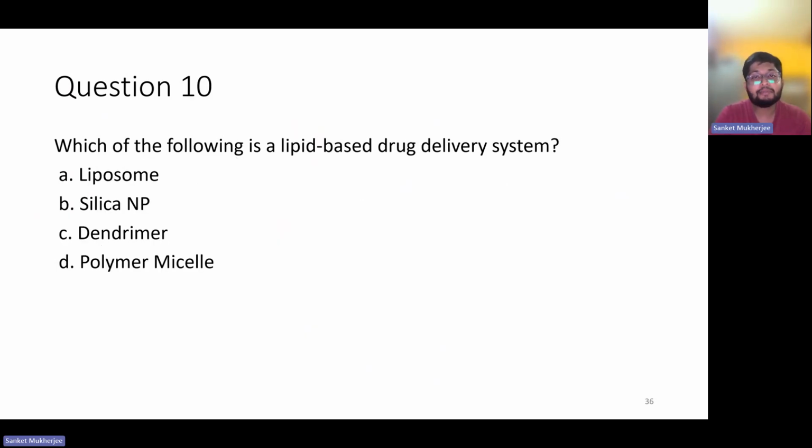Which of the following is a lipid-based drug delivery system? Is it liposome, silica nanoparticle, dendrimer, or polymer micelle? The liposome is the answer.